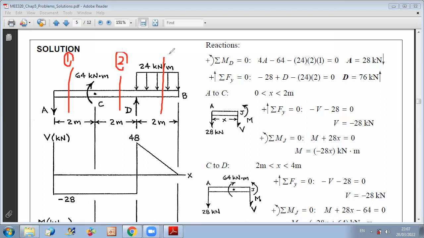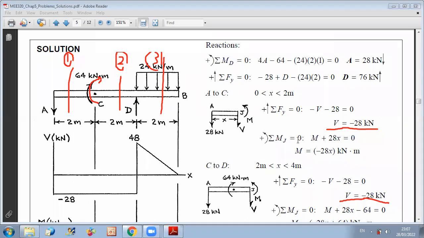For sections 1 and 2, you have the same expression of shear because the couple will not affect the shear, and you can verify this. If you do the balance from A to C or from C to D, you get the same shear. However, you will get a different moment equation because you have the couple, okay? And the only difference is that the couple will add to the bending because it's a clockwise couple. Your bending moment will be increased by 64.